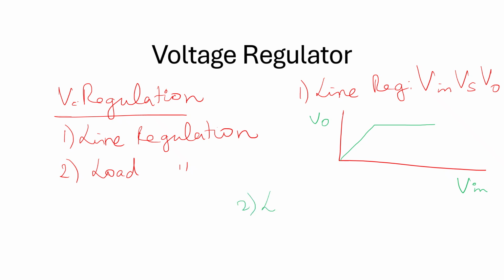Number two, load regulation. Load regulation is drawn with respect to two parameters, V naught and I naught. Yes, V naught is taken on the y-axis and I naught is taken on the x-axis. As the load current varies, V naught will be constant.